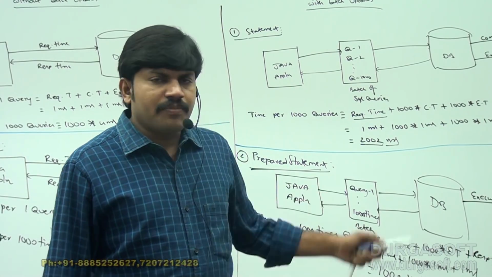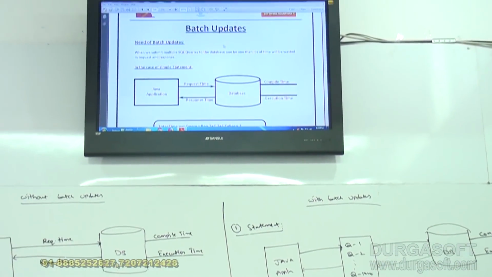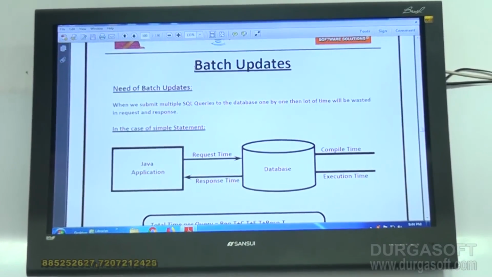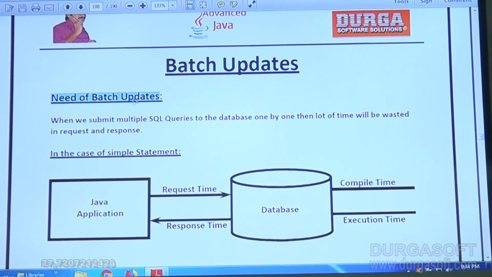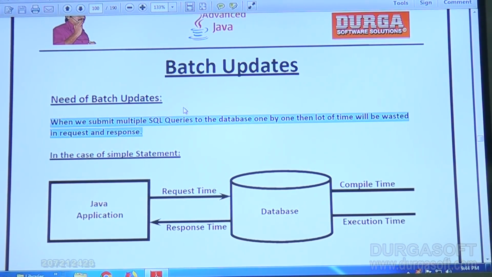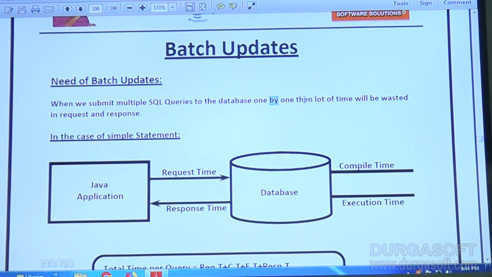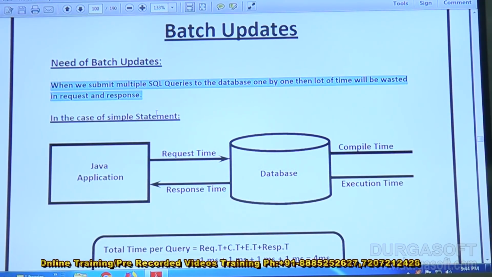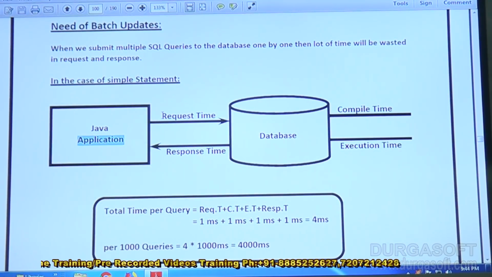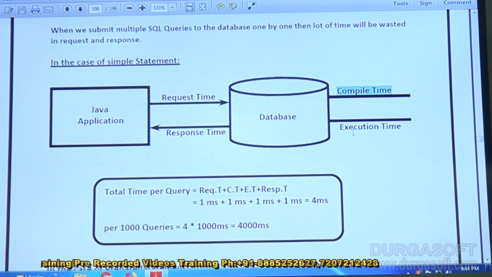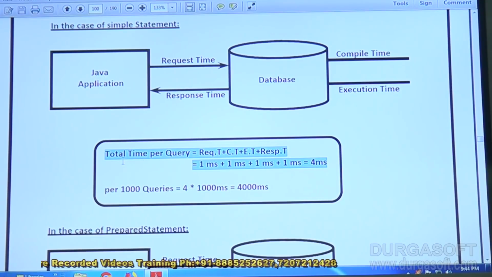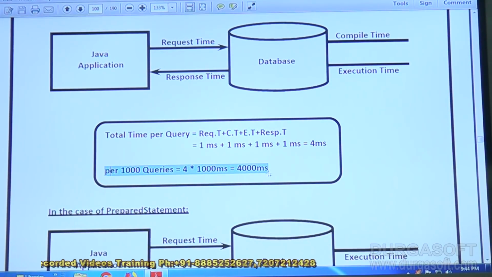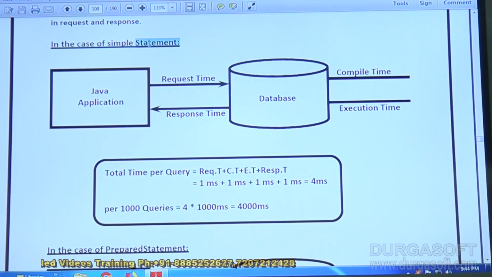Sir, just observe our material. Need of batch updates. Our topic name is the batch updates concept. Whenever we submit multiple SQL queries to the database one by one, a lot of time will be wasted in request and response. In the case of a simple statement, Java application: request time, compile time, execution time, response time. Total time per query 4 milliseconds, per 1000 queries 4000 milliseconds, if it is a simple statement without batch updates.